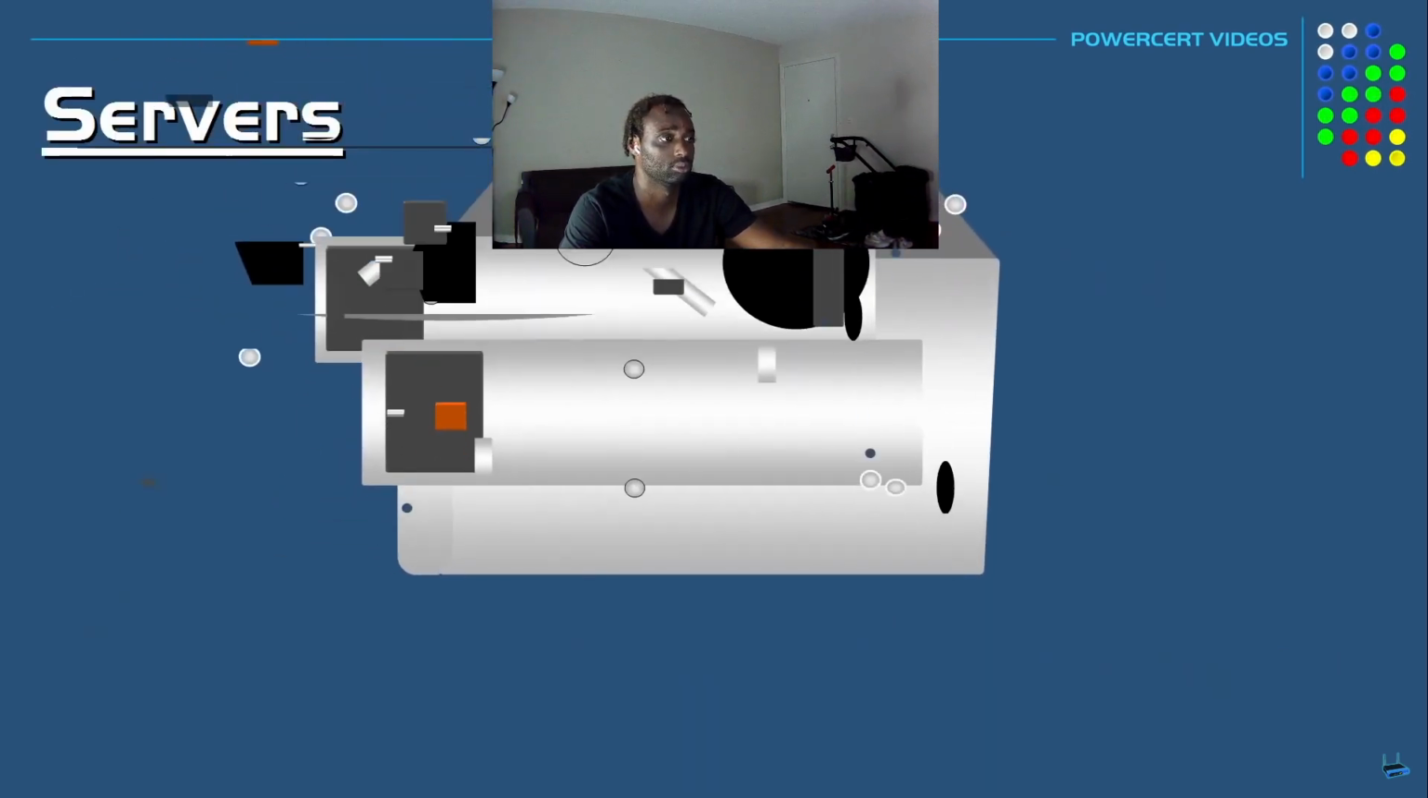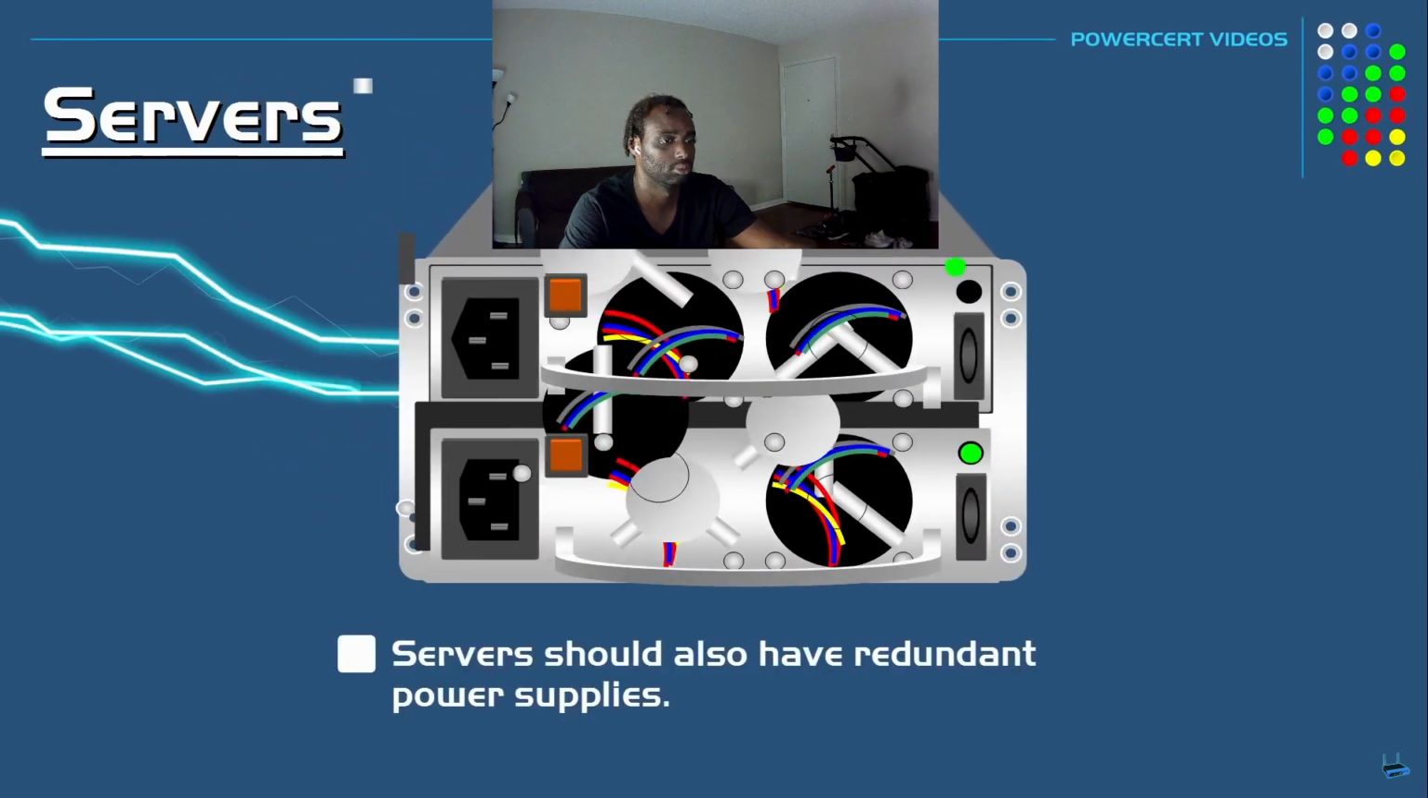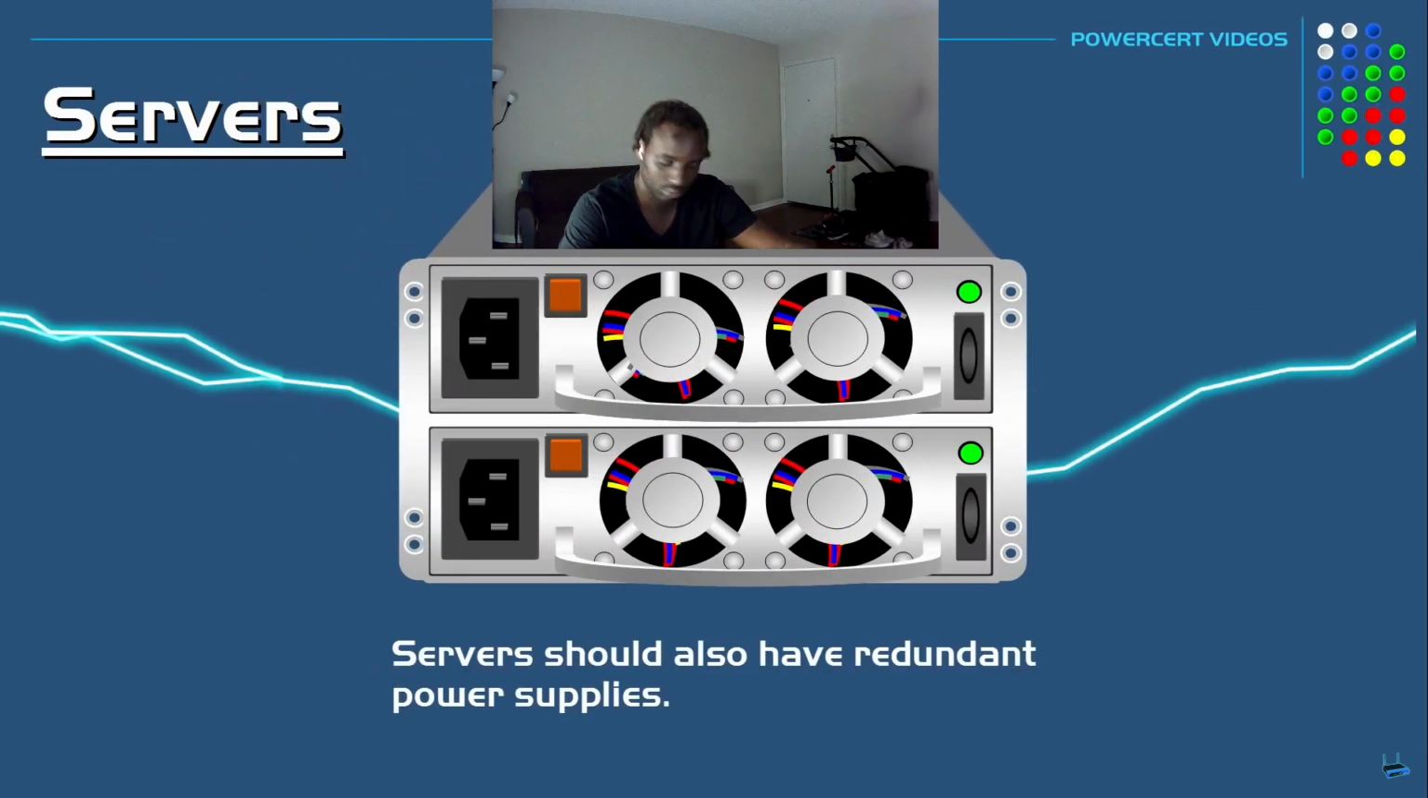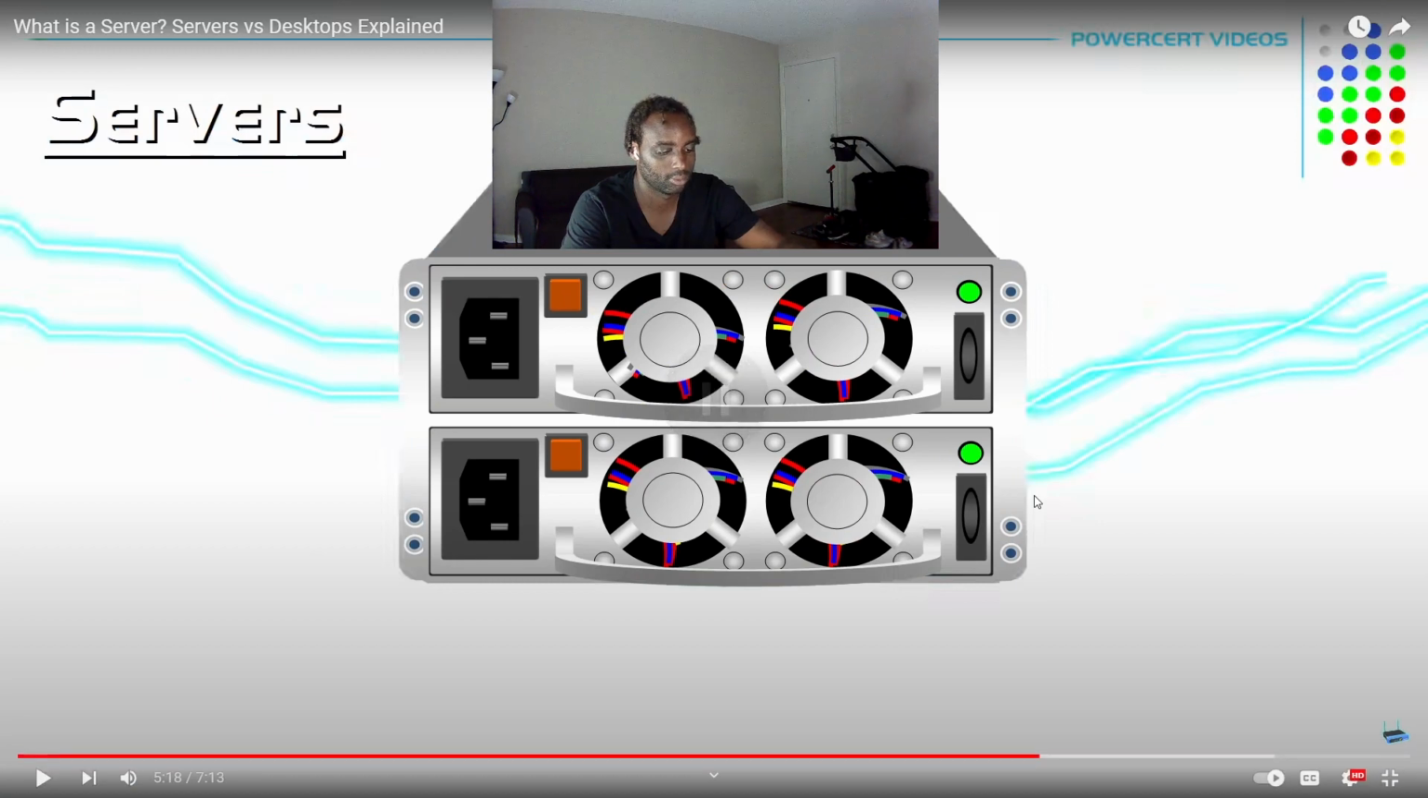And a server should also have redundant power supplies to keep the server up and running in case of a power supply failure. This is what I wanted to know. So they damn near got generators to back up the data, right? Like to back up the information in the servers. You have a main power supply, and then you have generators just in case the server shuts down. Bro, that's crazy.